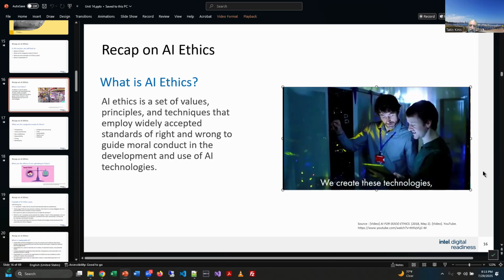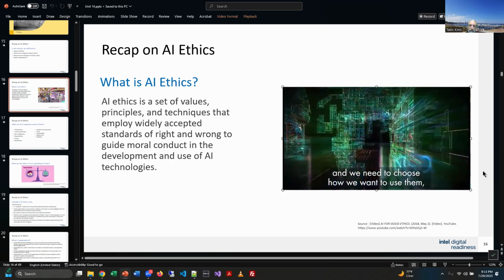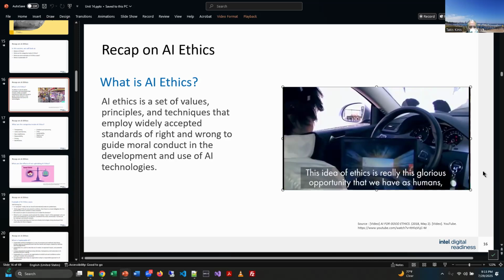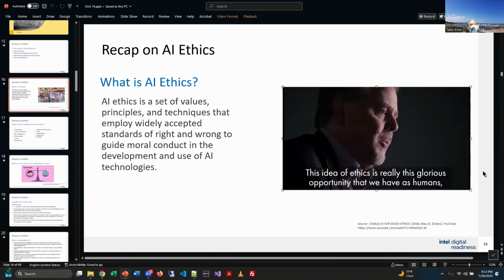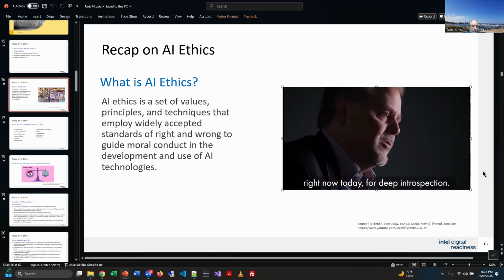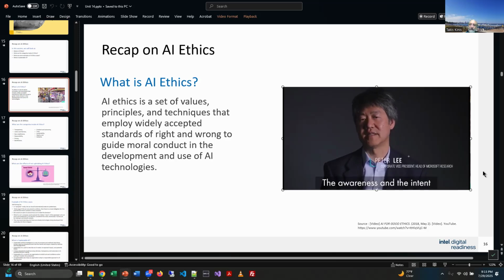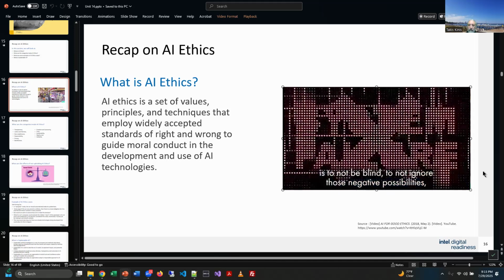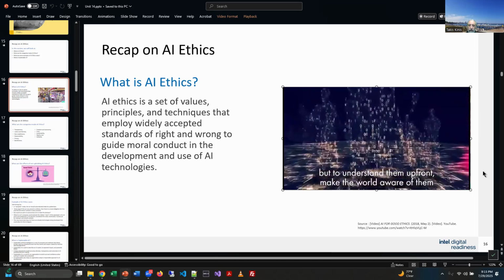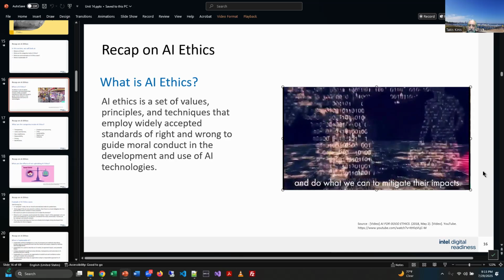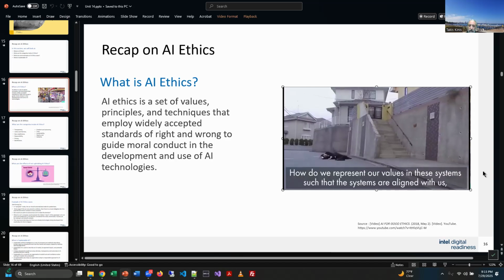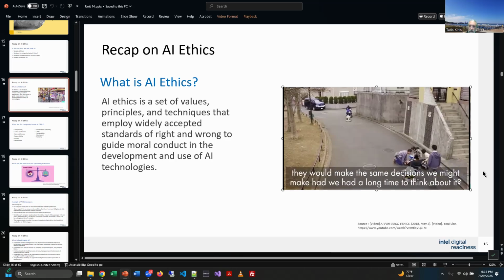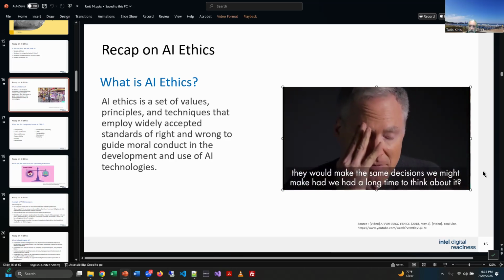We create these technologies, and we need to choose how we want to use them, or otherwise we will be used by them. This idea of ethics is really this glorious opportunity that we have as humans right now today for deep introspection. The awareness and the intent by creators of this technology is to not be blind, to not ignore those negative possibilities, but to understand them up front, make the world aware of them, and do what we can to mitigate their impacts. How do we represent our values in these systems such that the systems are aligned with us? They would make the same decisions we might make had we had a long time to think about it.